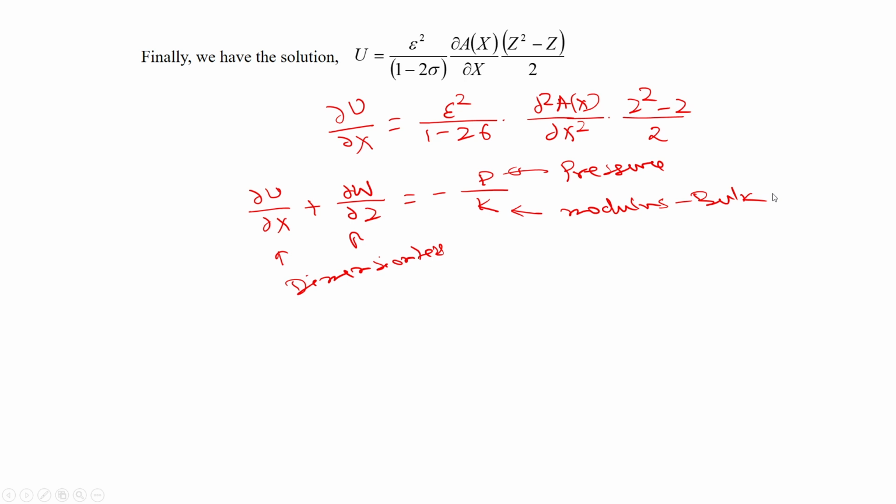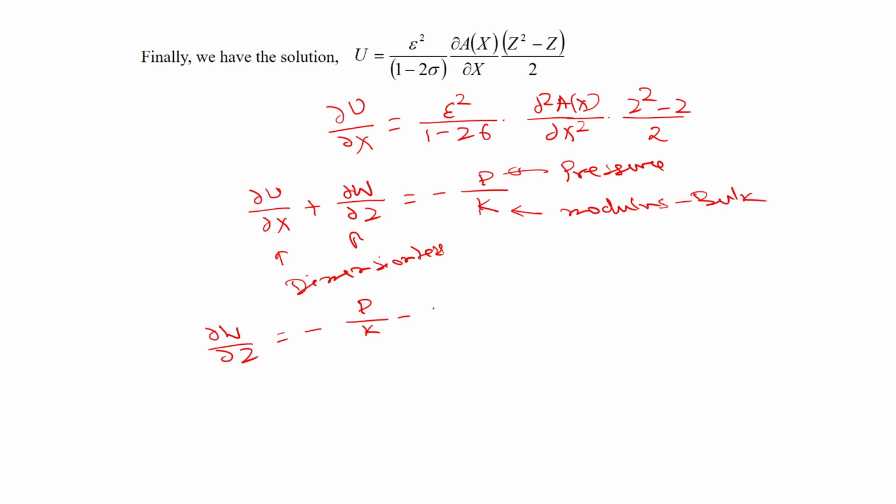So, remember that capital P is the pressure. So, it has the dimension of Newton per meter square, and capital K is the bulk modulus. So, that also has a unit of Newton per meter square. So, the ratio is dimensionless, that is the way it is. So, del w by del z is equal to minus p by k minus del u by del x.